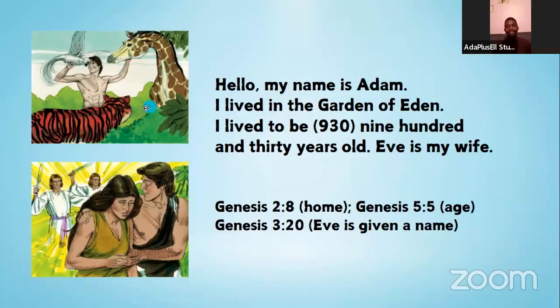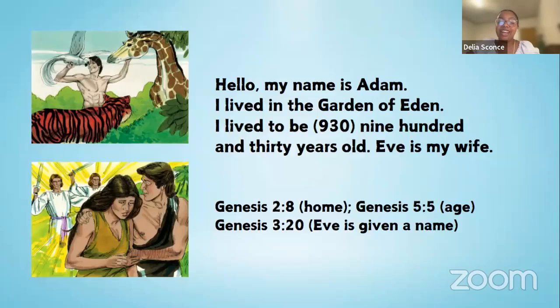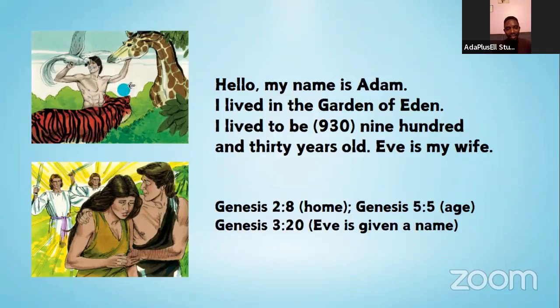Hello, my name is Adam. I lived in the Garden of Eden. I lived to be 930 years old. Eve is my wife. And here we see the picture of Adam, and Adam is holding a bird, and this is a wing of that bird.